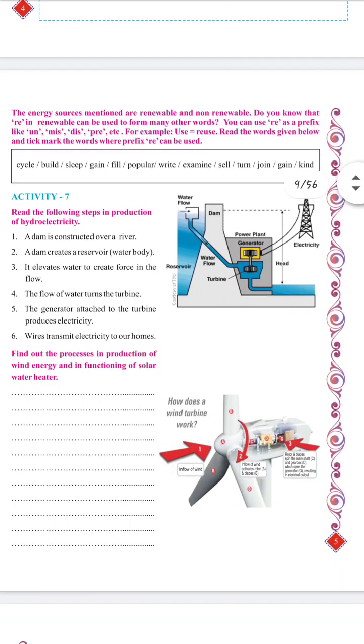The heading says that the energy sources mentioned are renewable and non-renewable. Do you know that re in renewable can be used to form many other words? You can use prefixes like un, mis, dis, pre, etc. For example, use will become reuse. Read the words given below and tick mark the words which can use the prefix re. So we have to just put a tick mark if re can be used with the given words.